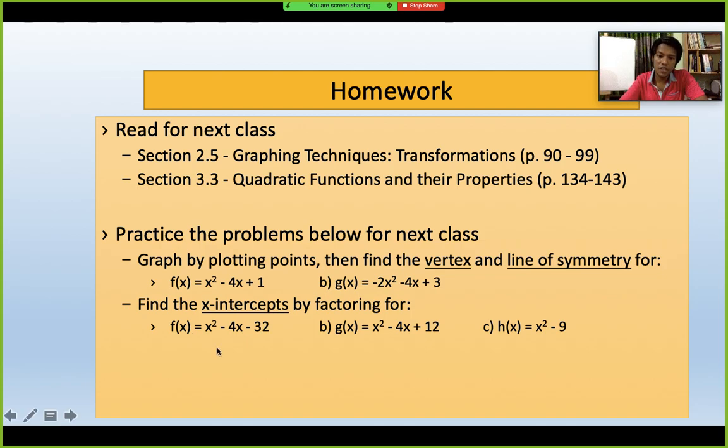In the meantime, the same thing: graph by plotting points, find the vertex and line of symmetry for this function and this function. This is your work. And there are x-intercepts by factoring, so this is factoring math. Factor them and try to graph these two functions. These are the homework, the practice work. You can just practice it, and if you face problems, you can tell us. We can try.